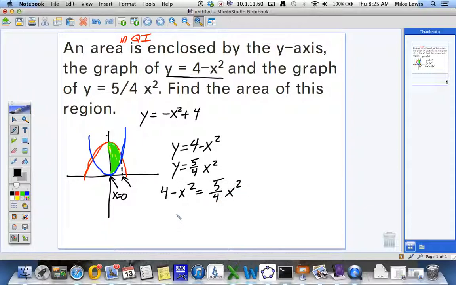Add x squared to both sides, and we've got 4 equals 9/4 x squared. Multiply by the reciprocal, and we've got 16/9 equals x squared. And now to find x, we'll take the square root, and we find out that x equals plus or minus 4/3. That means this here is negative 4/3, and this over here is x equals positive 4/3. That's the one we want.